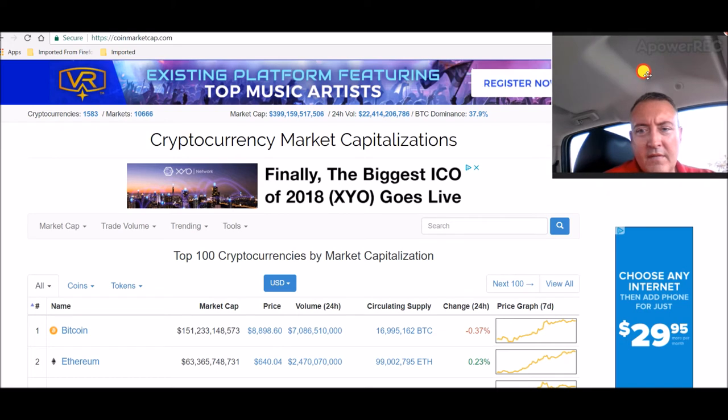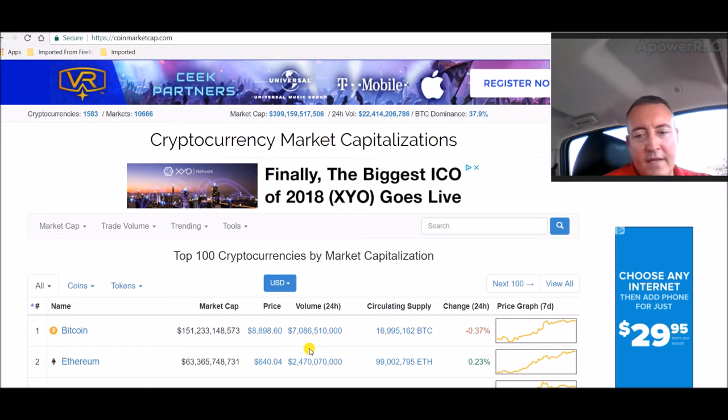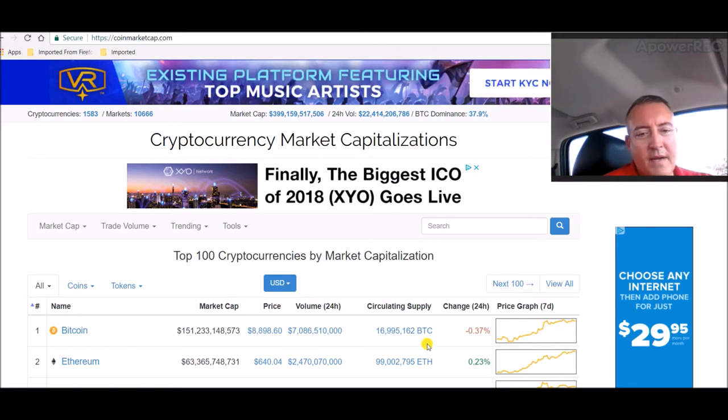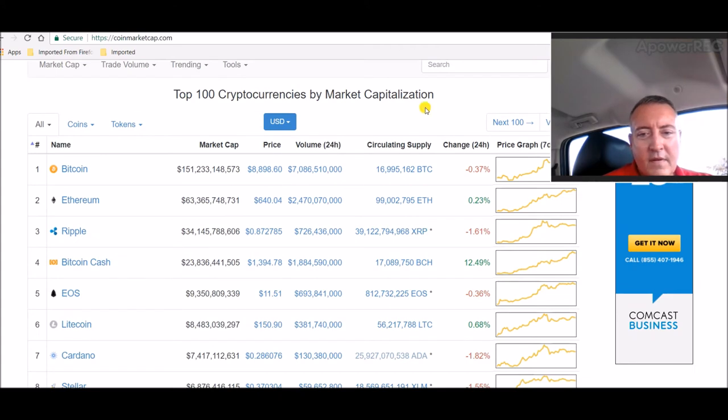Markets are up, I'm sure you guys know. Bitcoin has been flirting with, it was really close earlier to 9,000. I think that's kind of like a breakout point. I think if it goes above 9,000, we should probably see another nice jump in the price.